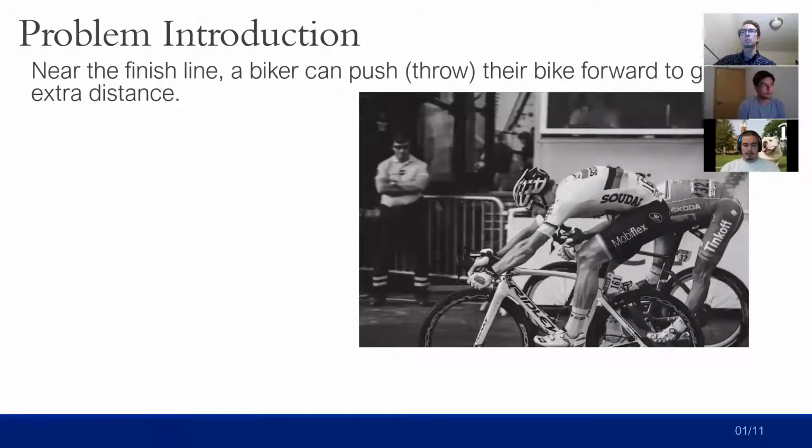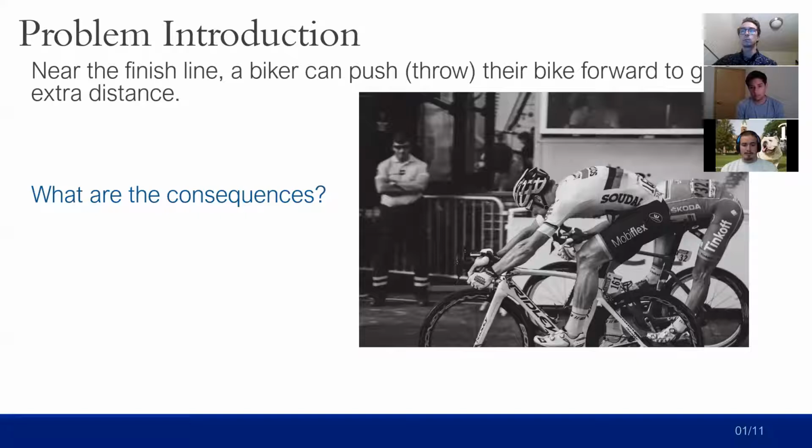So the first question is, what is this trying to model? Near a finish line during a bike sprint at the end of the race, a biker can choose to throw their bike forward, giving a little bit of a push in order to gain some extra distance to reach the line first.